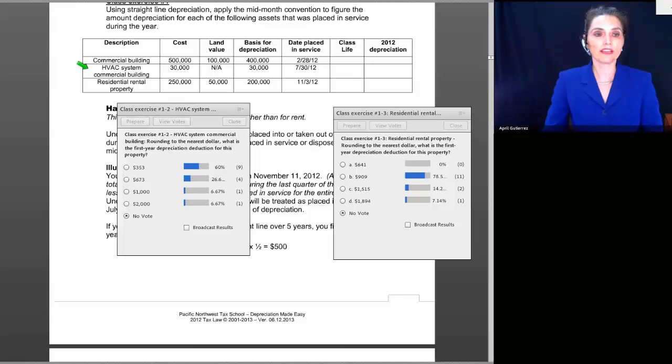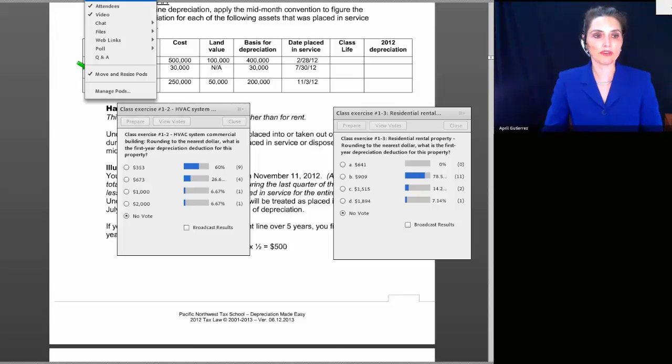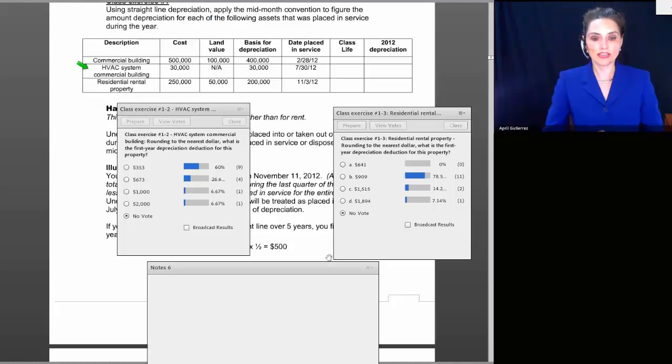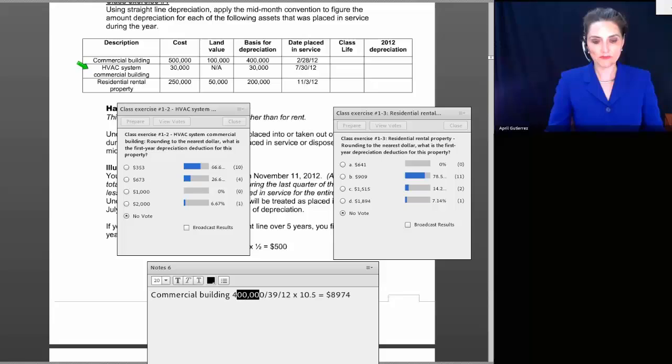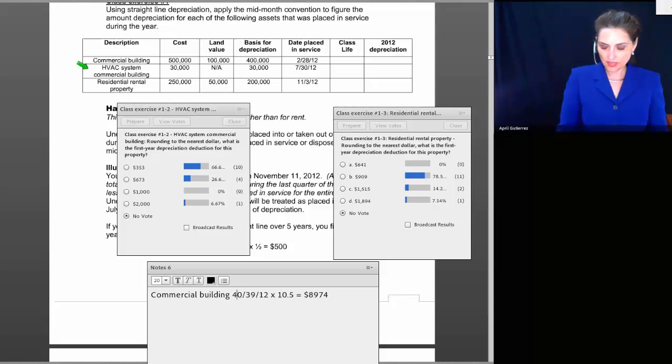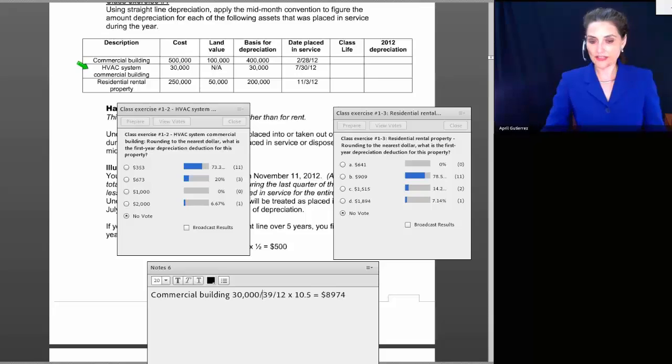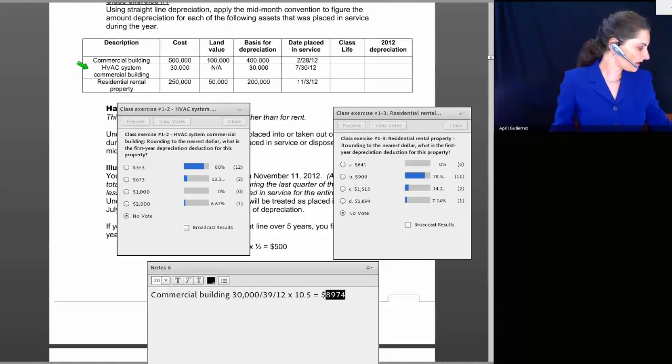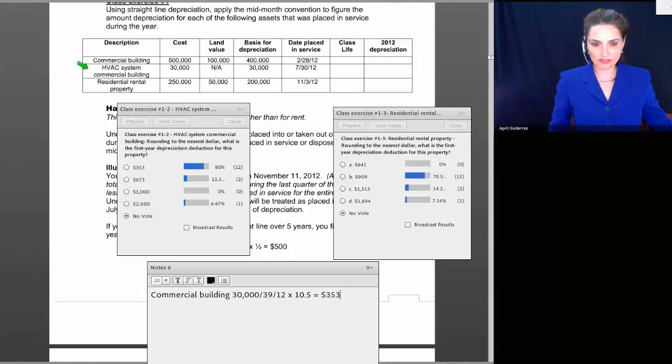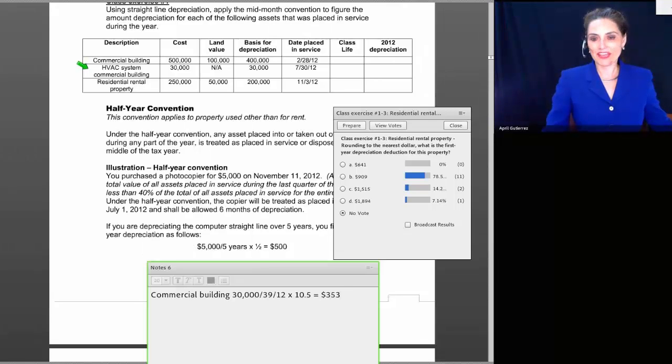And therefore, the HVAC system is 39-year property. And so to calculate the depreciation on that 39-year property, we're going to take that same formula of 39 over 12 times 10.5, but we're going to start with the depreciable cost of the HVAC system, which in this case is $30,000. And we're going to divide that by 39 years, and then divide that again by 12, multiply that by 10.5, and when we do that, we get $353. Let's look at the final asset in line.